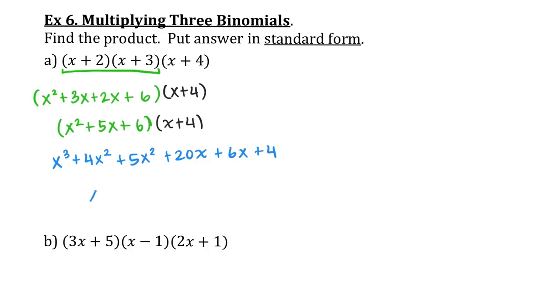So let me combine my like terms. Okay, and then that is my answer in standard form. And if you multiplied in a different order, like you did this times this first, and you multiplied the answer times this, you would get the same result. So it's up to you how you would like to do it.